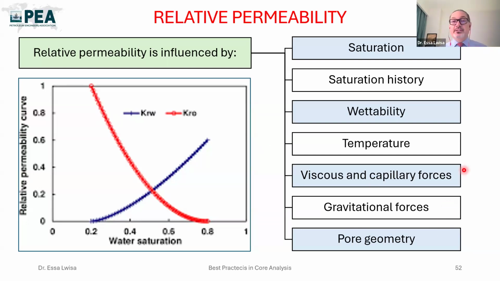Okay, and pore geometry. Are the pores all big, all small, some big, some small? The pore throat, is the pore throat symmetric? Is it not? All of that will play a big role in relative permeability. And if you can see here, that is the Kro. Kro means oil.